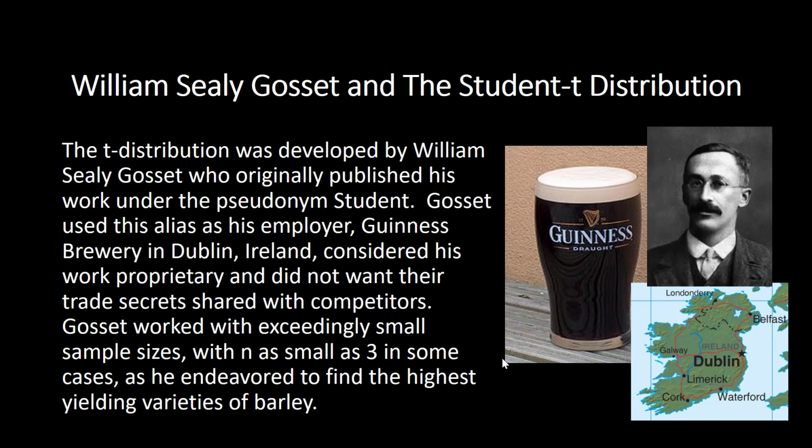William Sealy Gosset and the student t-distribution. The t-distribution was developed by William Sealy Gosset, who originally published his work under the pseudonym Student. Gosset used this alias as his employer, Guinness Brewery in Dublin, Ireland, considered his work proprietary and did not want their trade secrets shared with competitors. Gosset worked with exceedingly small sample sizes, with n as small as 3 in some cases, as he endeavored to find the highest yielding varieties of barley.